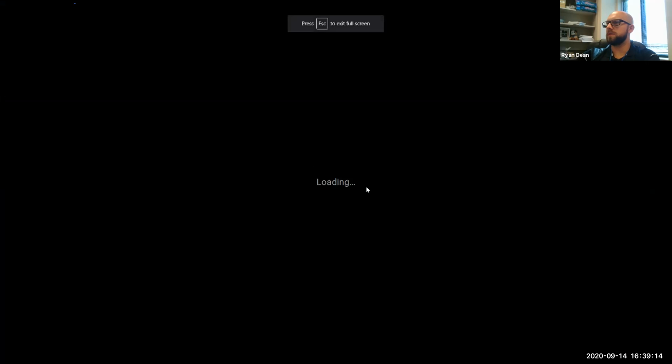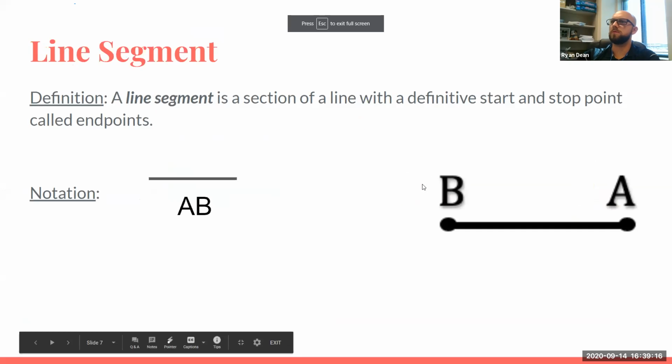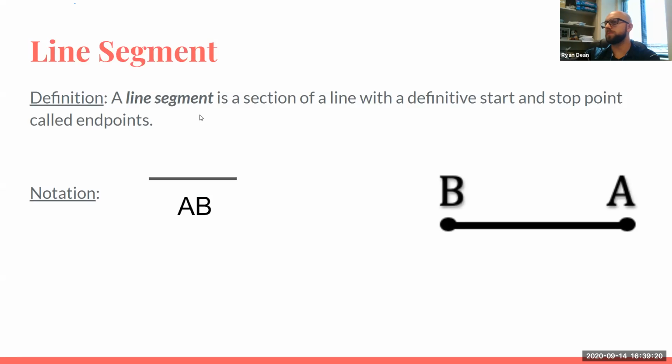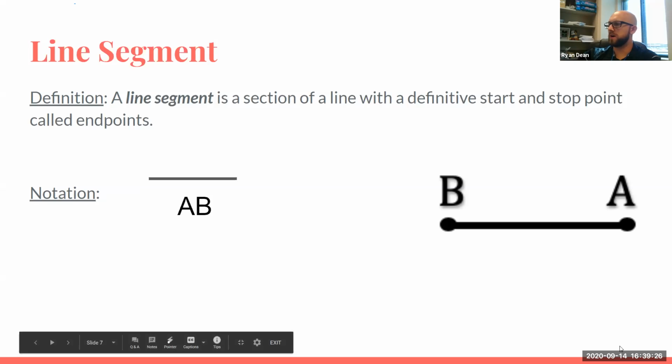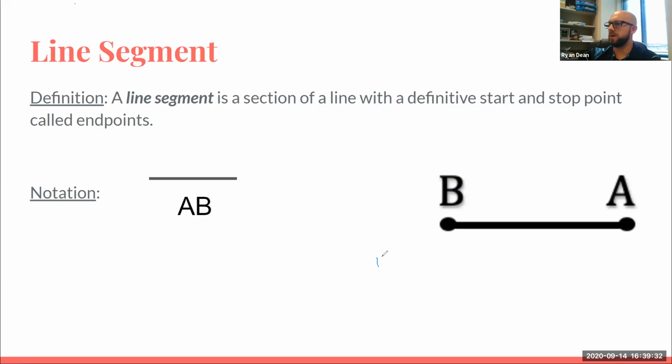Okay, back to our presentation. We're going to continue to line segments. So a line segment, as you can see, it has a definitive start and stop point. And again, we just described what endpoints are, but that's essentially what the start and stop point is. So we have two endpoints for this segment. We have one at B, and then we have another one right here at A.